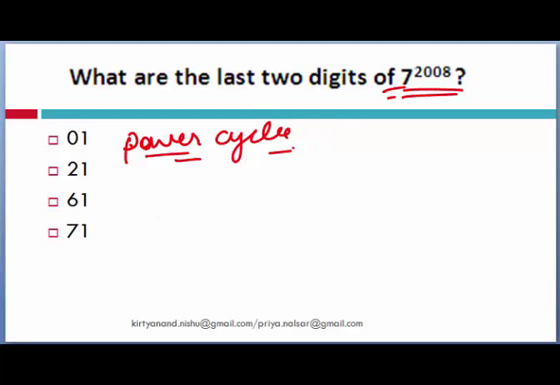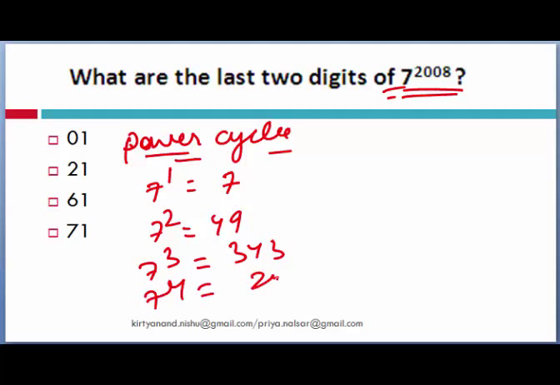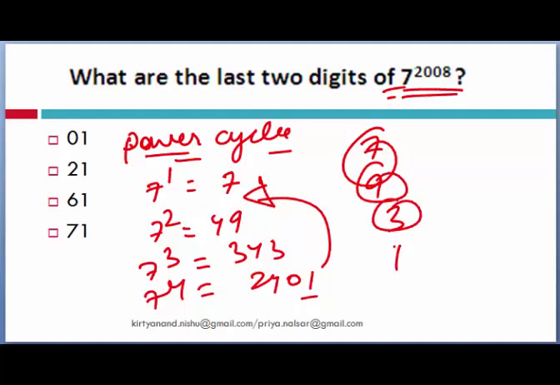So let us say the power cycle of 7: 7 raised to the power 1 is 7, 7 raised to the power 2 is 49, 7 raised to the power 3 is 343, 7 raised to the power 4 is 2401, and again if you multiply it by 7, you will go back to 7. So the power cycle of 7 is 7, 9, 3, 1. That is the power cycle of 7.